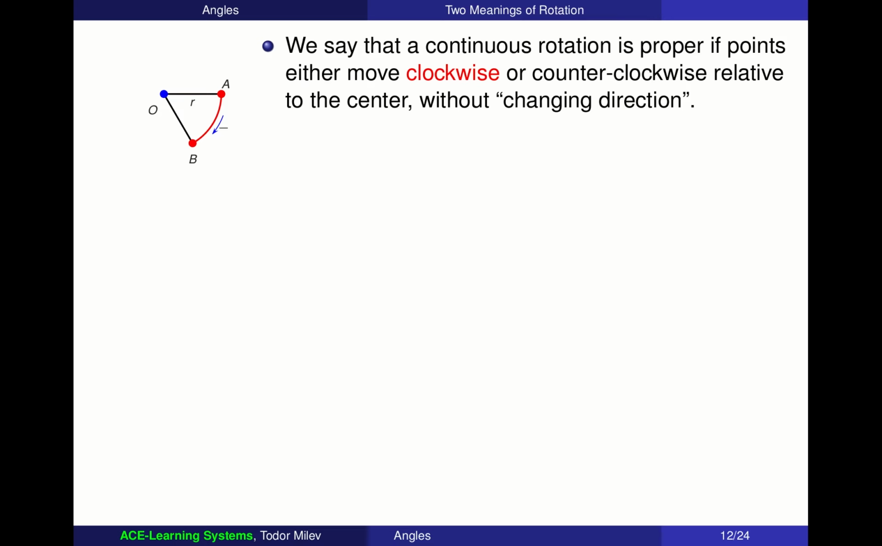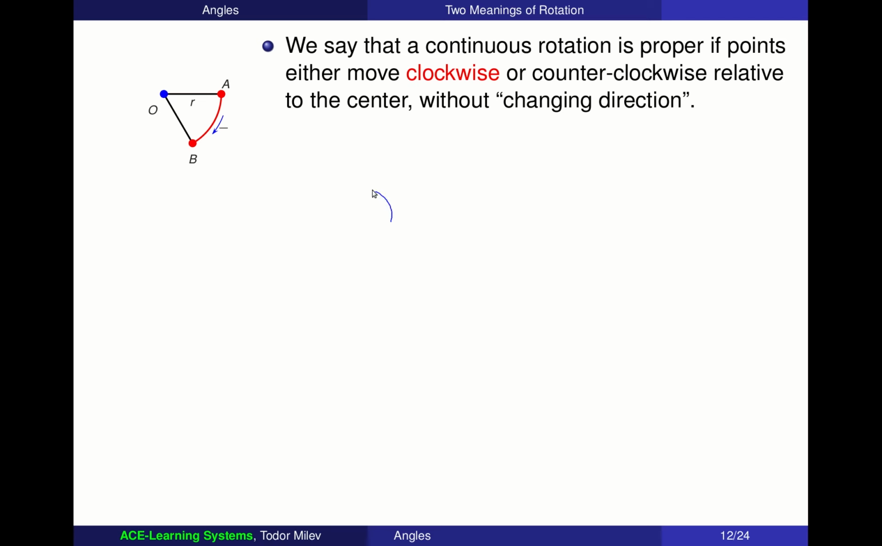We say that a continuous rotation is proper if all points under that rotation either move clockwise without ever backtracking onto themselves, or counterclockwise without ever backtracking onto themselves. So what do I mean?